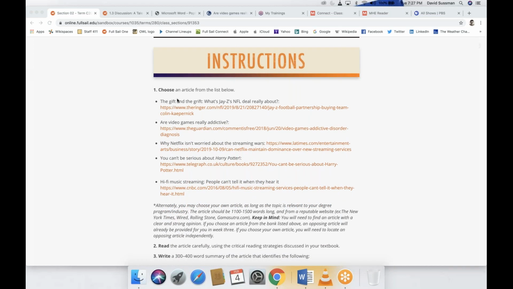You are going to choose an article. You have 5 to choose from. One is about Jay-Z and the NFL. One is about video games. Are they really addictive? Another one about Netflix, another one about Harry Potter, and one about music streaming, okay? So you're going to choose one of these articles, just one, and you're going to summarize it.